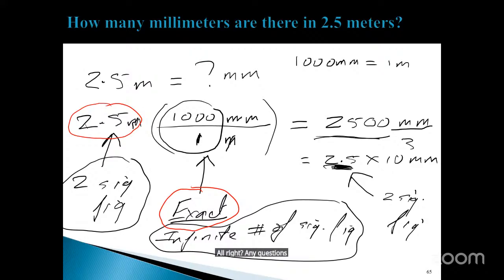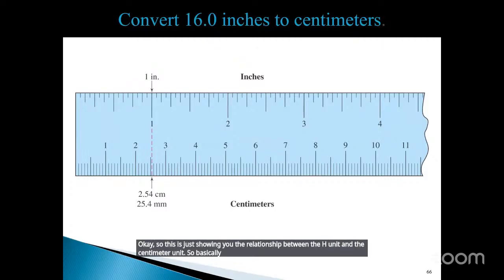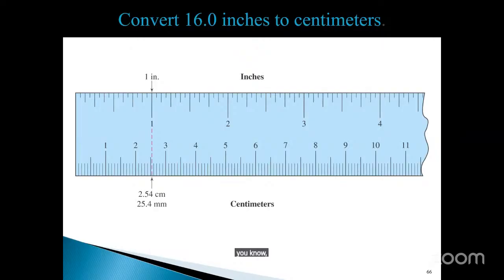Any questions about this? Any questions about this example? Any questions? Okay. So this is just showing you the relationship between the inch unit and the centimeter unit. So basically, there is the obvious relationship between the metric units for a particular type of measurement. So for example, we just saw the relationship between millimeters and meters, right? That's a given. 1,000 millimeters equal to 1 meter.